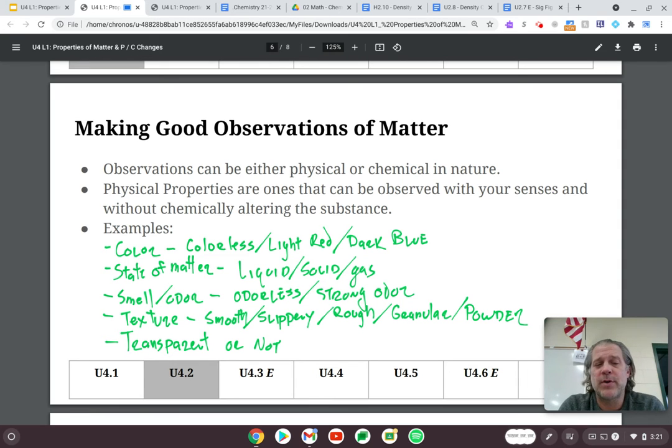We also would try to describe the substance's state of matter. So again, this hand sanitizer is closer to liquid than it's not. So we would say it's a liquid. The other states of matter are solid and gas.